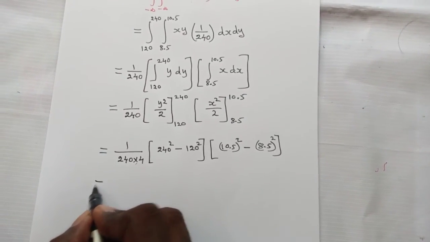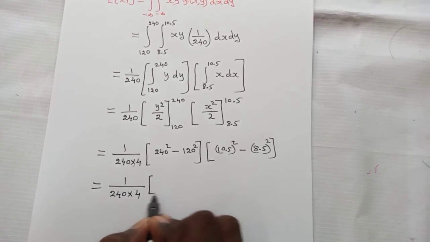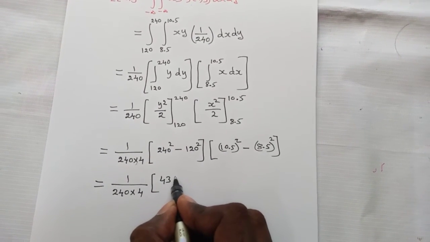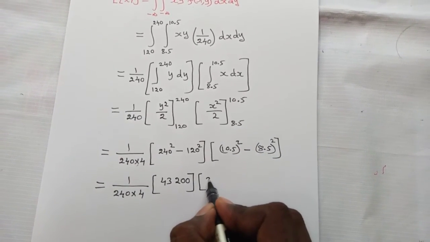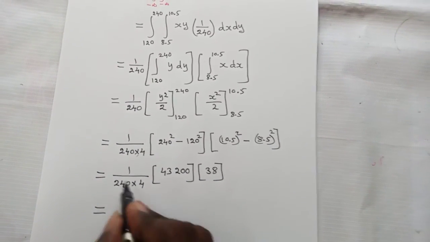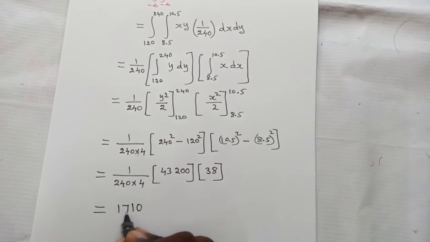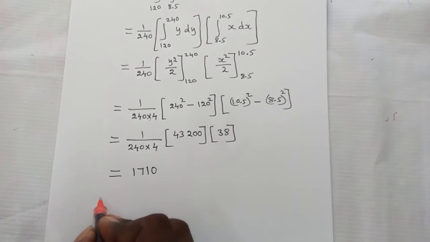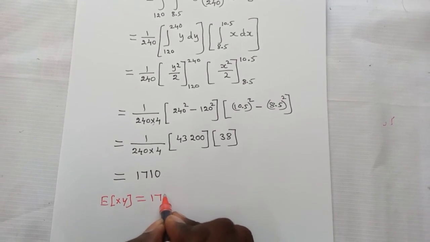Okay, so now 1 by 240 into 4. Now using your calculator, you can simplify. The value is 43,200, and using your calculator you will be getting 38 for the other part. Using the calculator, you will be getting 1710. So this is the answer for E of xy. Finally, E of xy is equal to 1710.